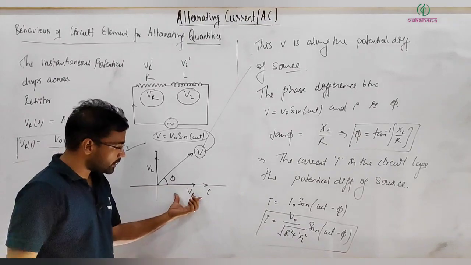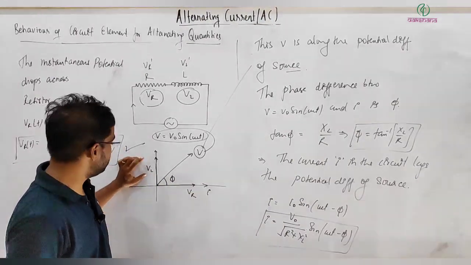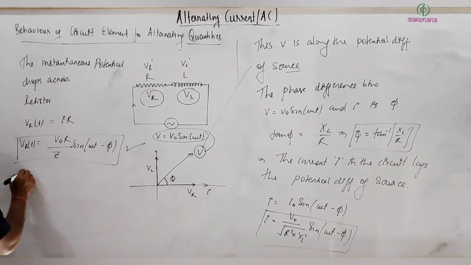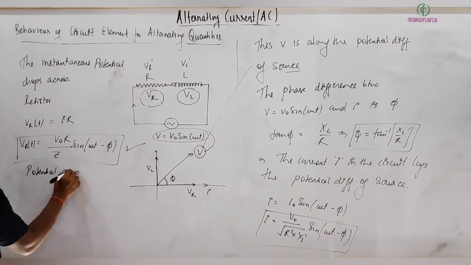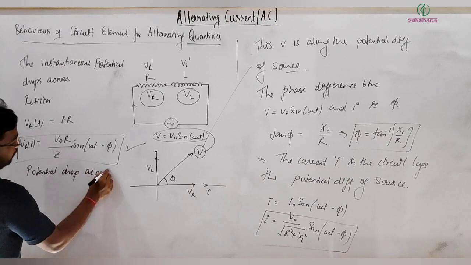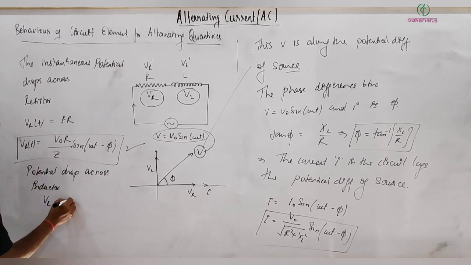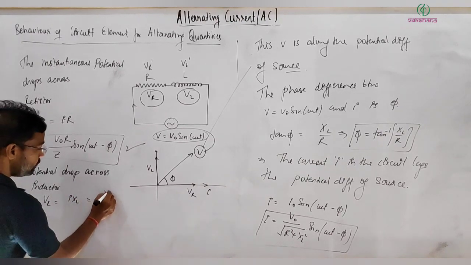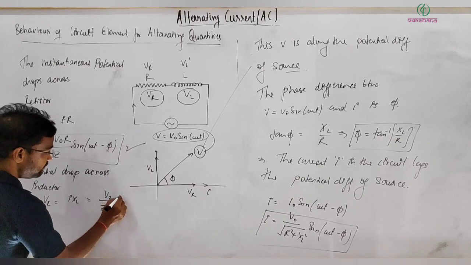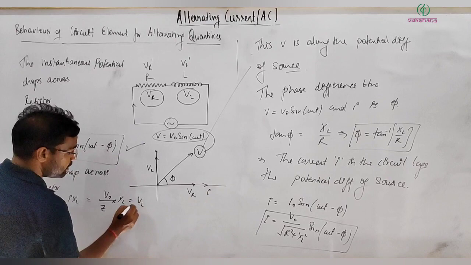Now see, you got the phase of this current, and already what is VL? Peak value. So the potential drop across the inductor, VL, will be equal to what? I multiplied by XL. This will be the peak value. I is equal to V naught divided by Z, multiplied by XL. This is the peak value. You can write VL, right?